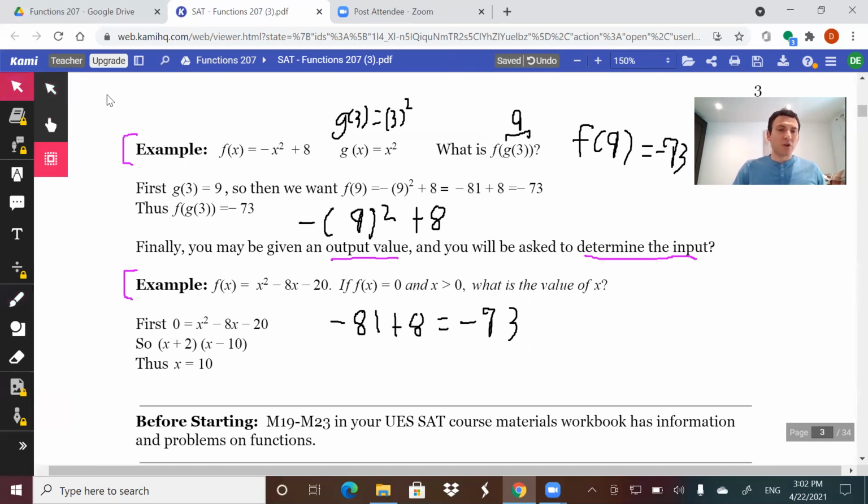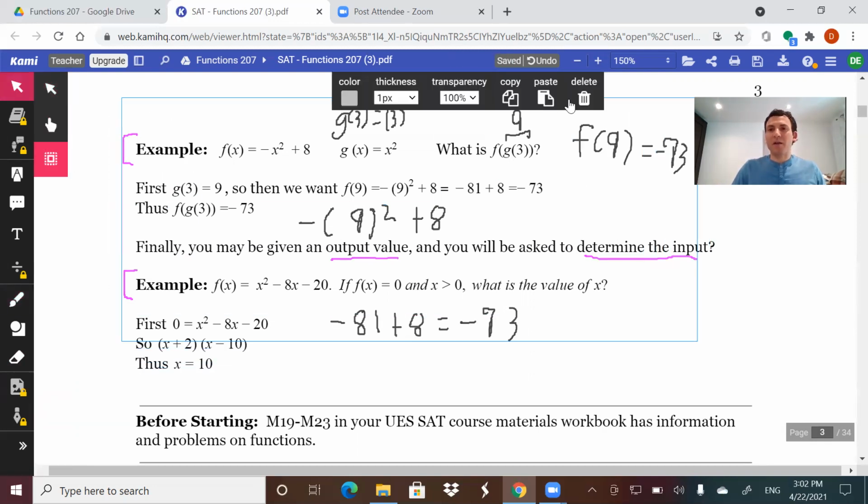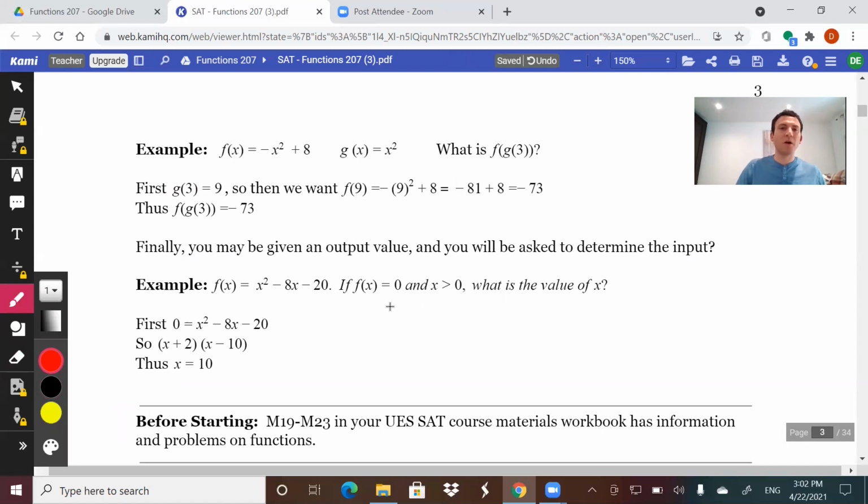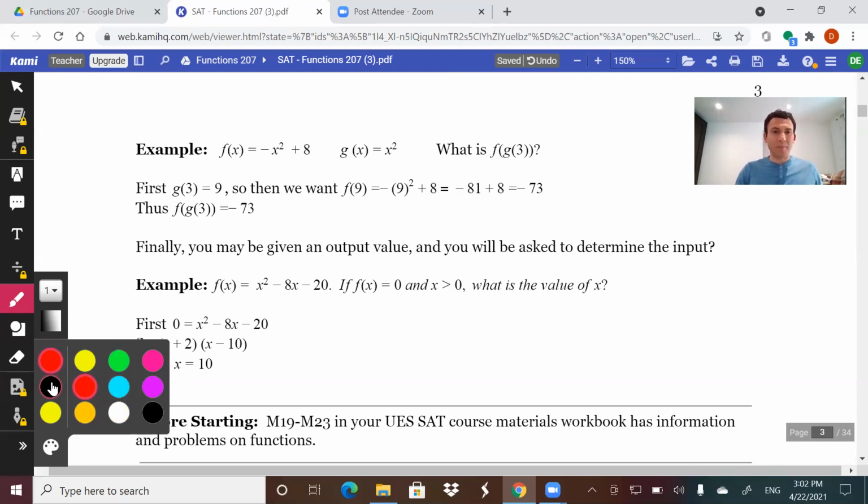So that's a function inside a function. Another thing you may get is they may say, hey, we're not going to tell you what the input is. They may say, hey, we told you the input was 3 on this one. On this one, we're not going to tell you what the input is. We'll give you what the output is, and you need to find the input. Well, that's not that bad either.